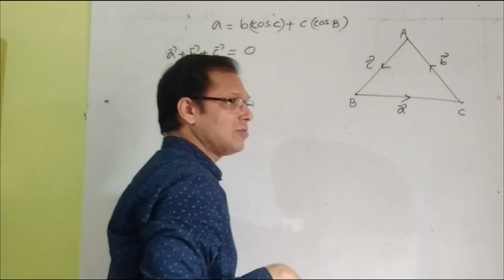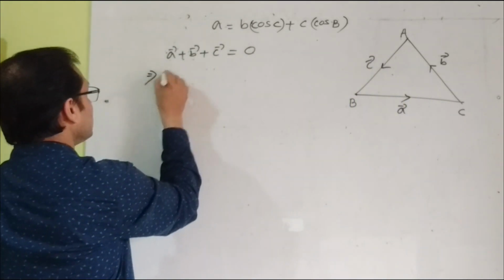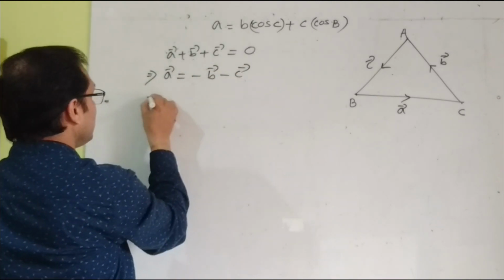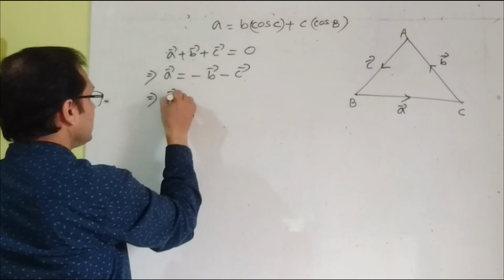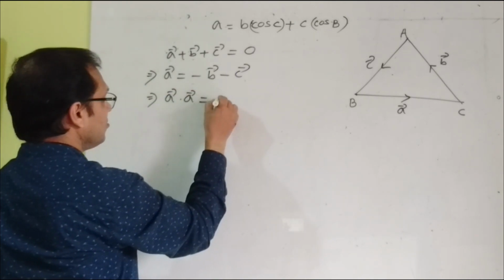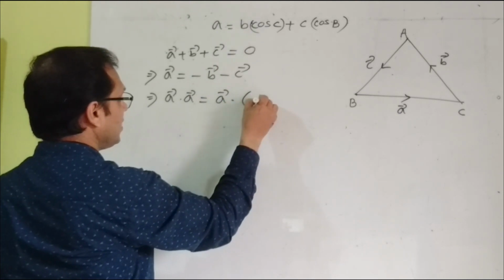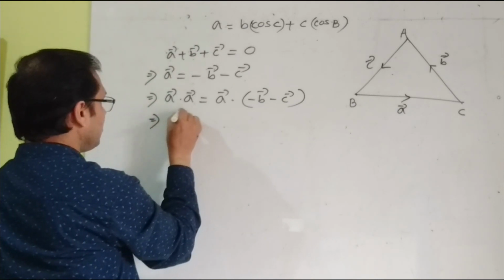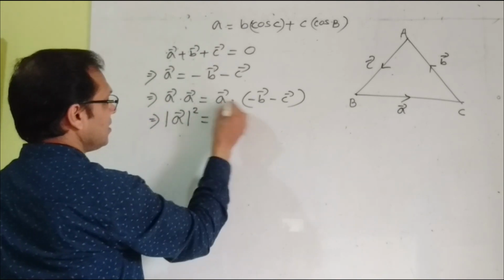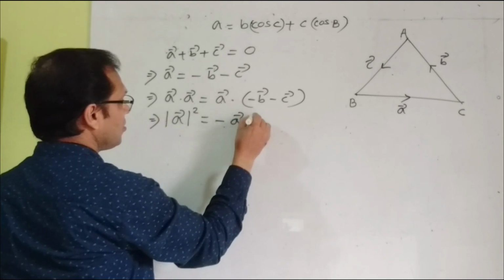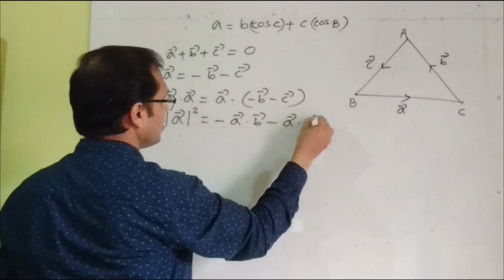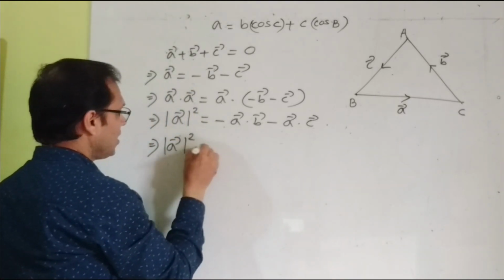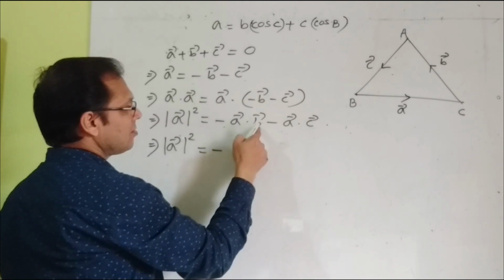So vector addition is equal to 0. Now from this, A vector is equal to minus B vector minus C vector. Take the dot product. That is A dot A is equal to A dot (minus B vector minus C vector). This is nothing but the left hand side, A vector magnitude square, minus A vector dot B vector minus A vector dot C vector. That is nothing but A vector magnitude square minus A vector dot B vector.